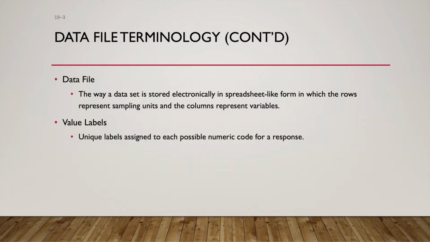Now, a data file, that's the way a data set is stored electronically in spreadsheet form, in which the rows represent sampling units and the columns represent variables. And again, your textbook shows an example of it, and we'll show an example of it too as we move on. Value labels, and these are unique labels assigned to each possible numeric code for a response, such as 1 or 2 or 3 or what have you.